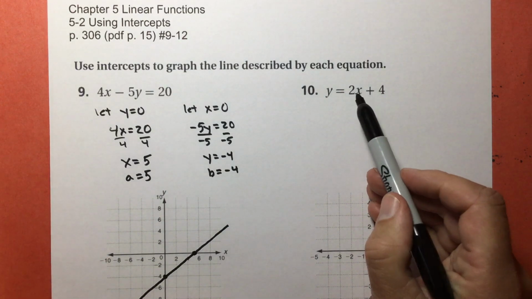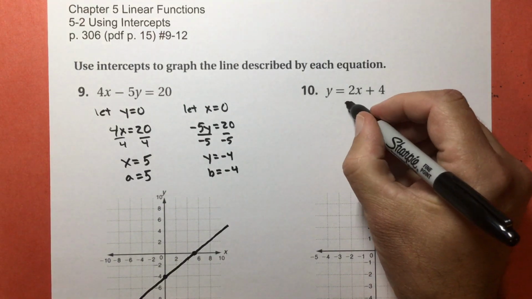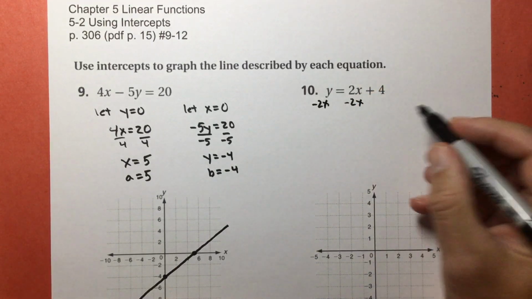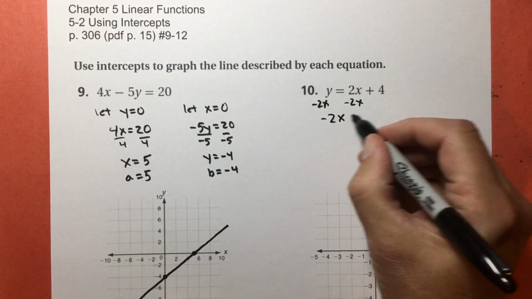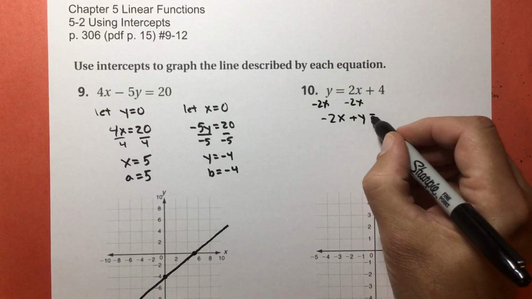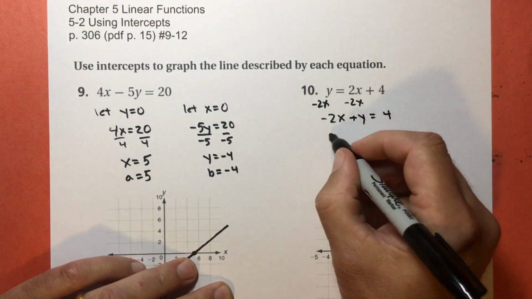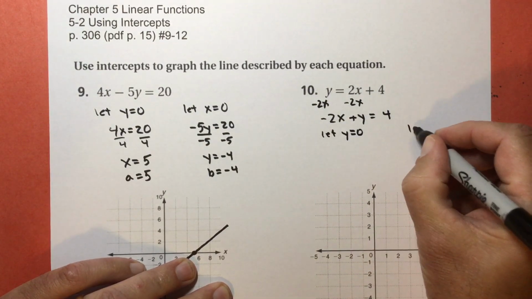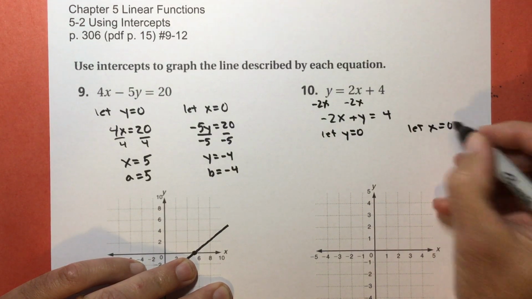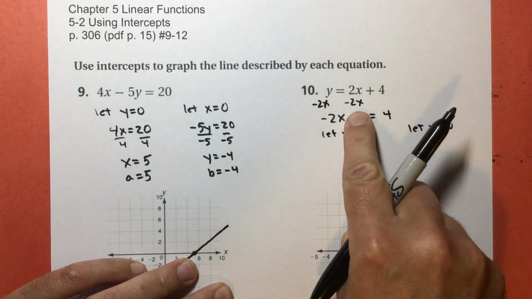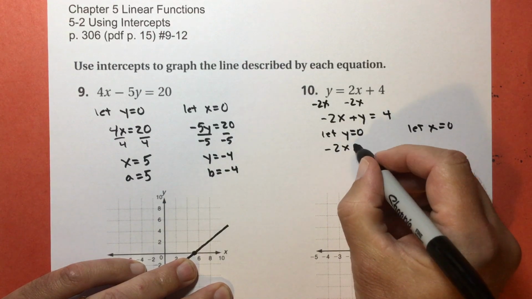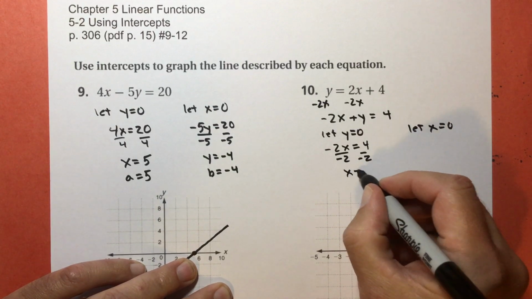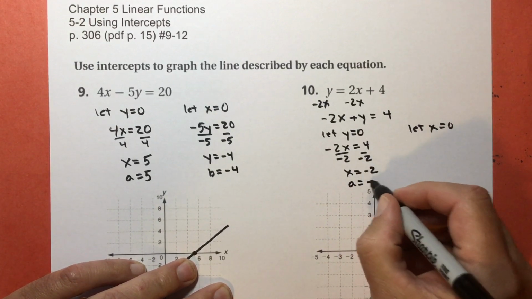Problem number 10. I'm going to move that 2x to the other side by adding negative 2x. So I end up with negative 2x plus y equals 4. Same thing like I did over here. I'm going to let y equal 0, and then after I do that, I'm going to let x equal 0. So when y equals 0, I get negative 2x equals 4. x equals negative 2, so my x-intercept is negative 2.